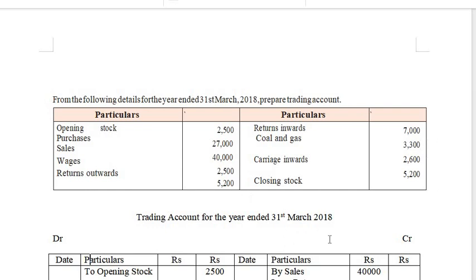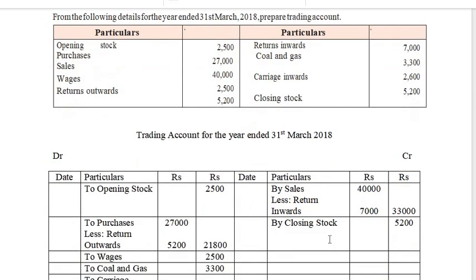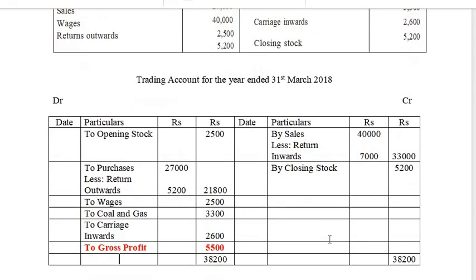While preparing a trading account, I have already explained the format. You have two sides: the left hand side of the notebook you use for the debit side, and the right hand side you use as the credit side. Start with the left hand side. You have to write the date, particulars, and two amount columns, that is the inner amount column and the outer amount column.